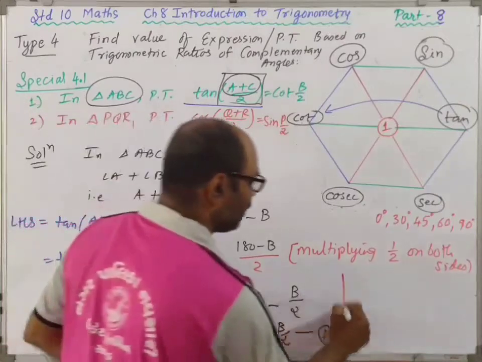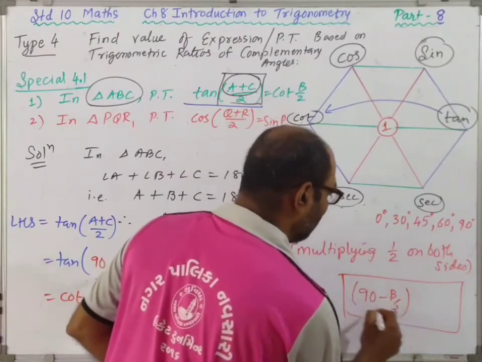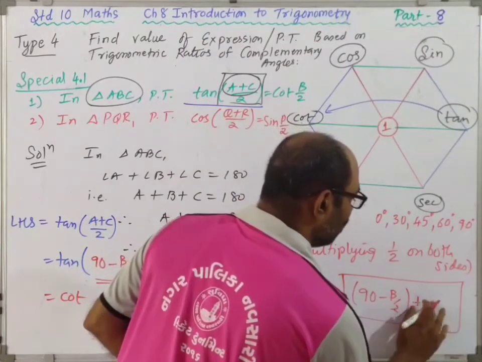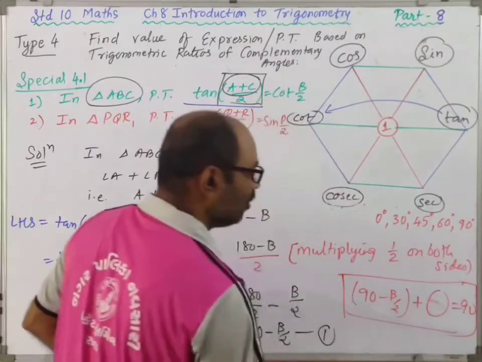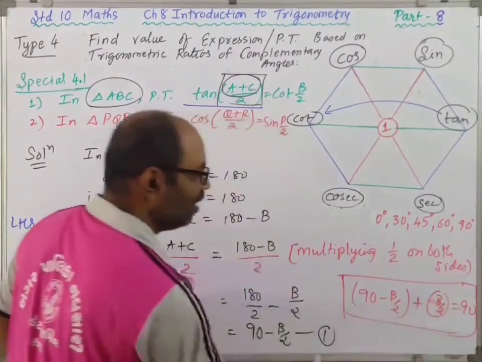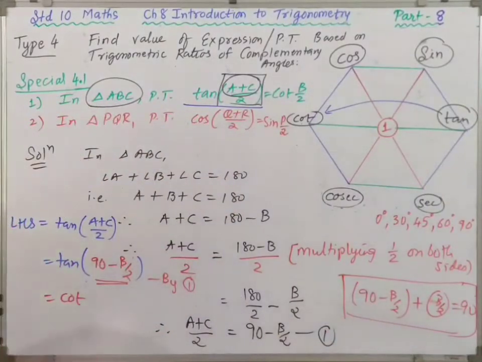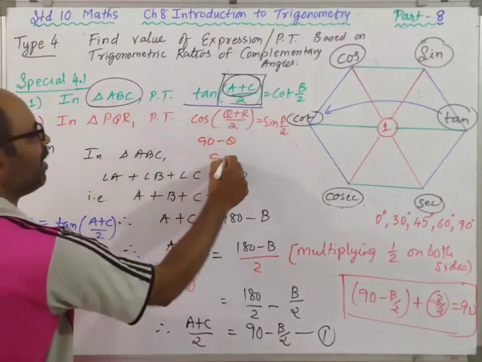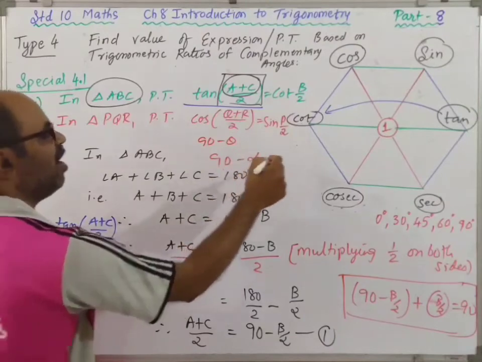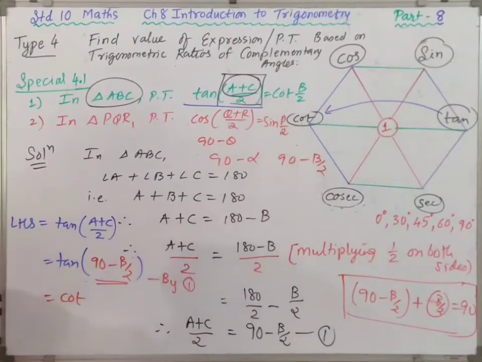See this, I'll explain to you. 90 minus B by 2, in bracket, plus what is equal to 90? So here B by 2 will come. Minus B by 2 plus B by 2 cancels, so 90 equals 90. So what is the complementary of 90 minus B by 2? What is the complementary of 90 minus theta? Theta. What is the complementary of 90 minus alpha? Alpha. What is the complementary of 90 minus B by 2? B by 2. Clear to you? Okay.